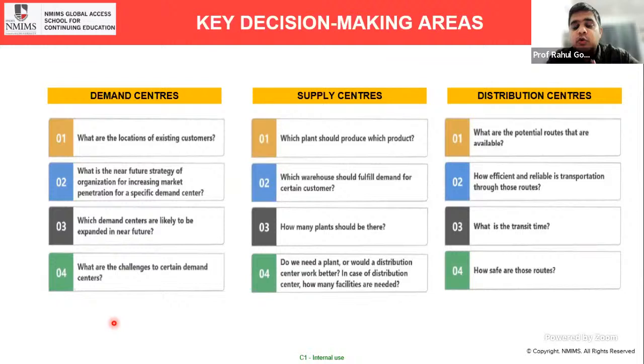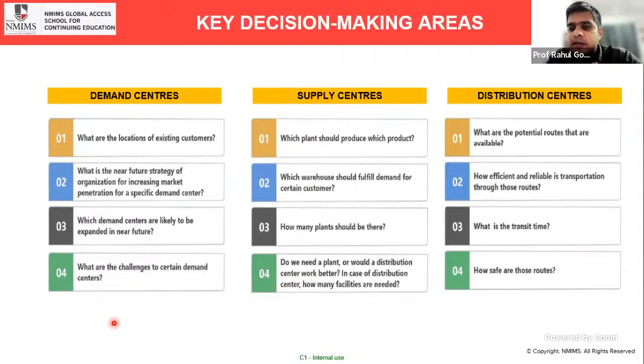So you need to know what is the location of my existing customers, what is going to be my future set of customers, right? How are my demand centers going to expand in future? What is the growth that I'm looking at? For example, currently you have a certain demand coming from Delhi, and you say, okay, a 2 lakh square feet warehouse is enough to cater to that demand.